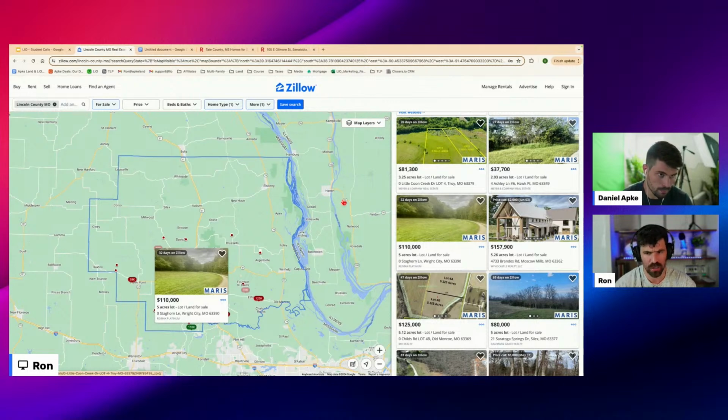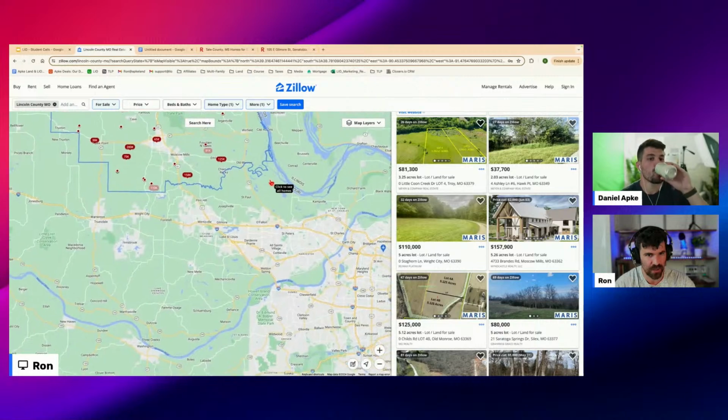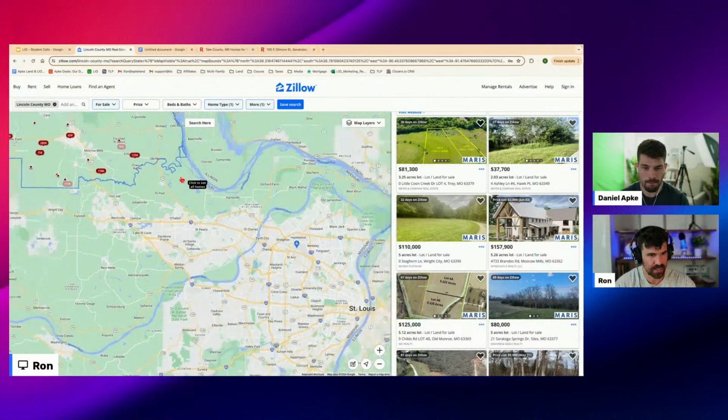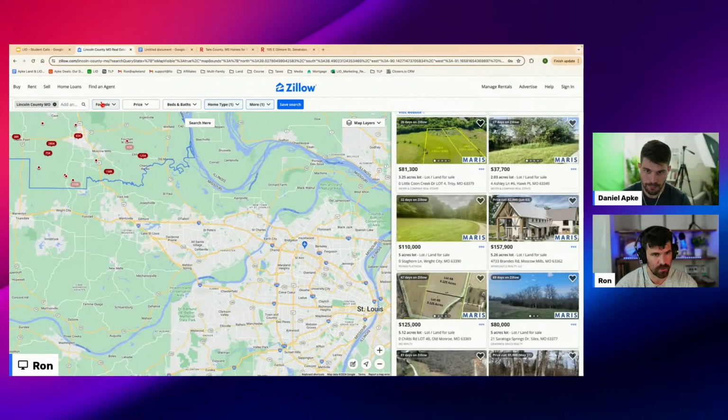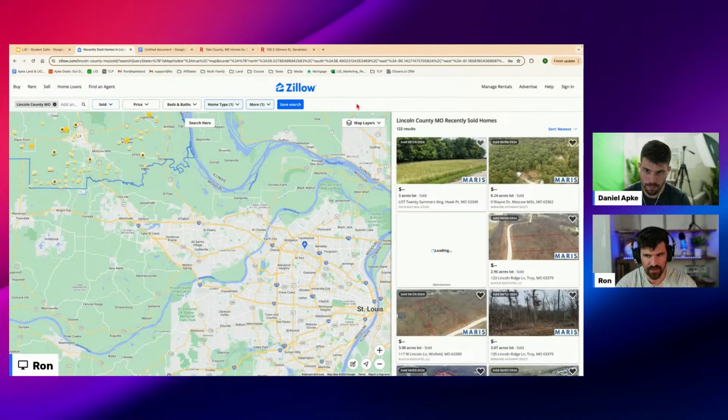And that's what I want to look at when we're looking at these sold comps. Obviously, we're going to focus on this southern part. Because this is closer to St. Louis, this will probably be priced separate. But let's go to sold, Dan. Do you kind of agree with that 95 to 105 area? Yeah, I think that's accurate.